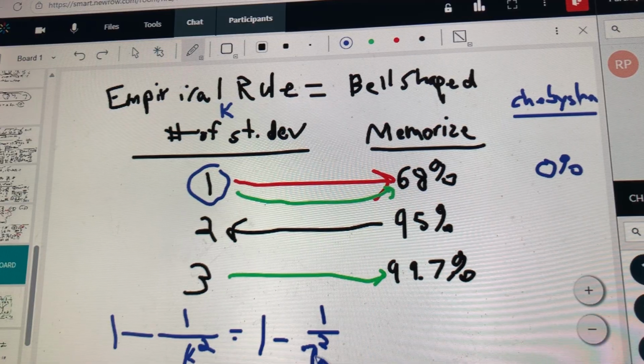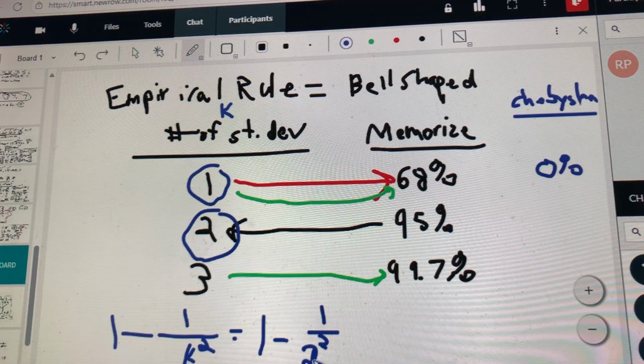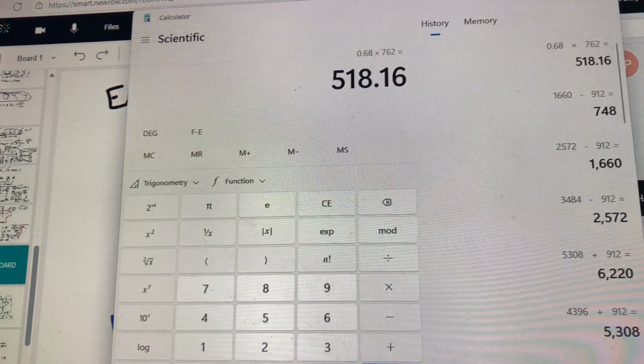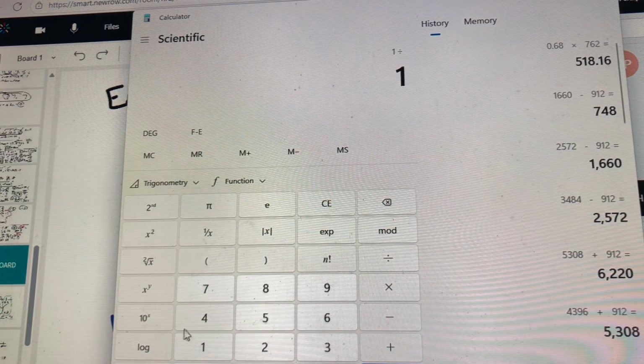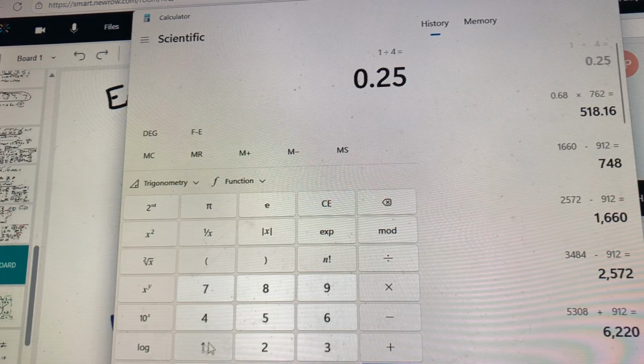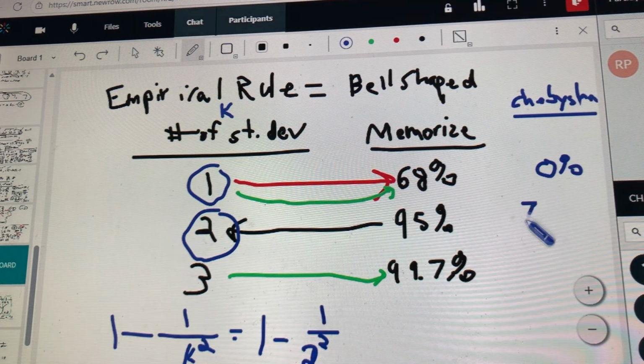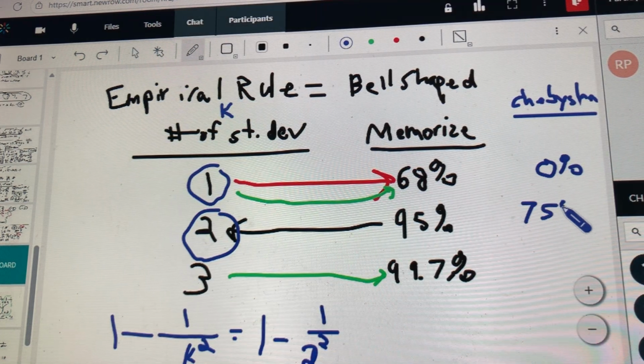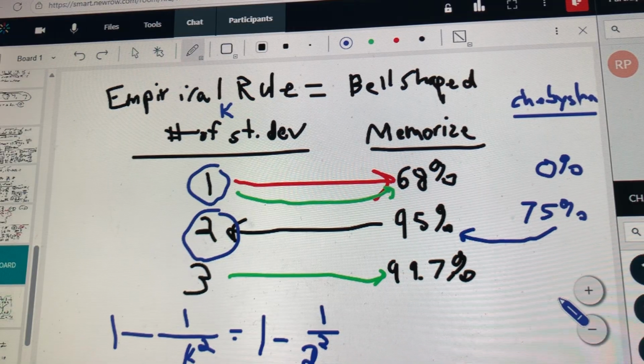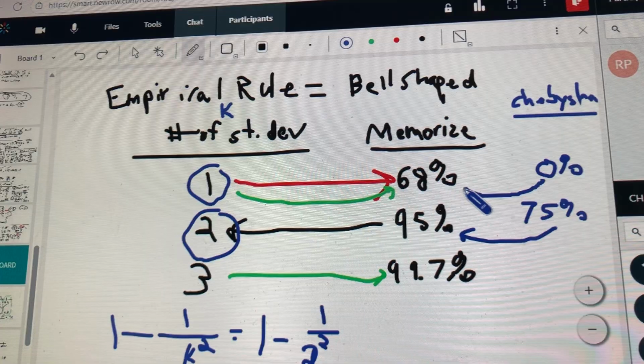Then if you put a 2 right here for the next one, 2 squared is 4, and 1 divided by 4 is 0.25. And then if you do 1 minus 0.25, you get 0.75. So that's why Chebyshev's second value is 75 instead of the 95 that the empirical rule has. So Chebyshev's is just a more conservative rule. All the percentages are lower than the empirical rule.